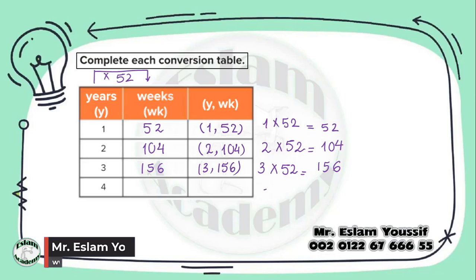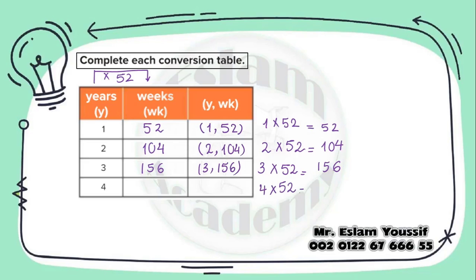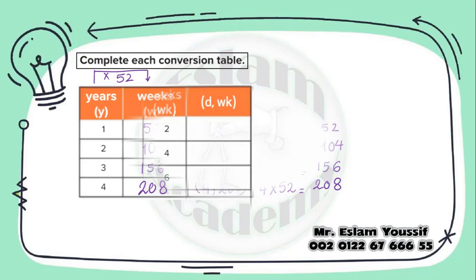Now we have 4, just write 4. From years to weeks, we just multiply. 1 year is equal to 52 weeks. So it will be 4 times 2 equals 8, and 4 times 5 equals 20. So the answer will be 208. So for each 4 years, it will be equal to 208 weeks.